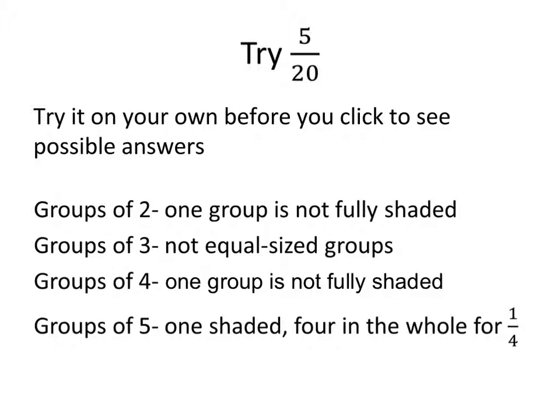If you do groups of 5, this is the one that works. You have one shaded group, you'll have 4 groups in the whole, so that will give you 1/4. So this will show that 5/20 is equivalent to 1/4.